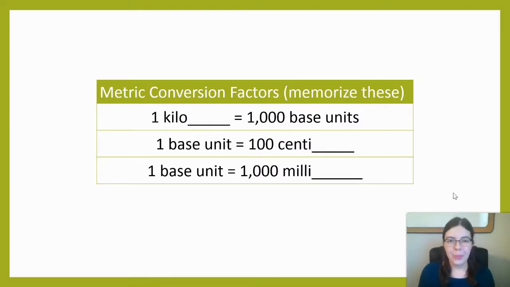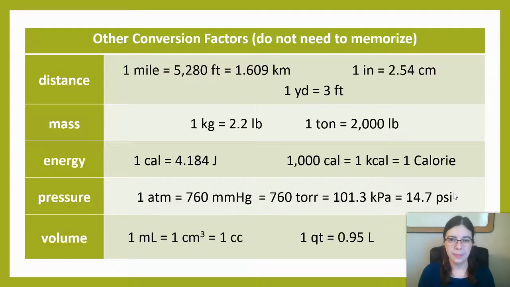We can also go the opposite way. So 1 base unit is equal to 100 centi, whatever you have. So 1 meter is equal to 100 centimeters. Similarly, 1 base unit is equal to 1,000 milli of whatever you have. So 1 meter is equal to 1,000 millimeters. Okay, so like I said, these are going to be the ones that we use a whole bunch throughout this year, so make sure you memorize these and their meanings.